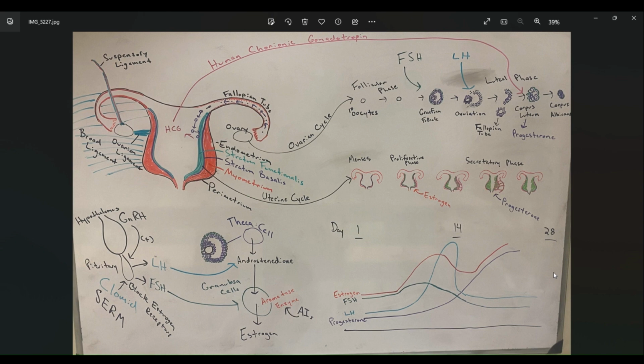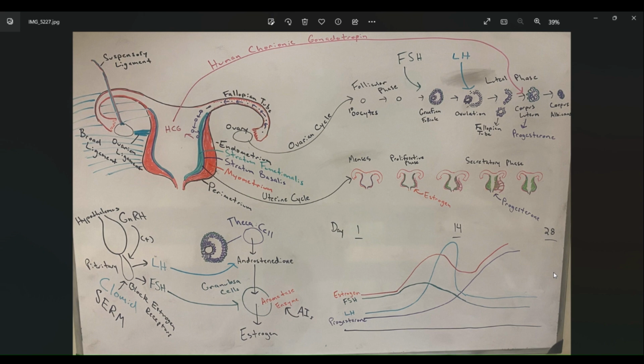We see a series of ligaments. The suspensory ligament holds the ovary and contains the ovarian artery and vein. And we have the large broad ligament, which connects the fallopian tube and uterus to the iliac bones. And then we see the ovarian ligament, which attaches the ovary basically to the uterine wall.